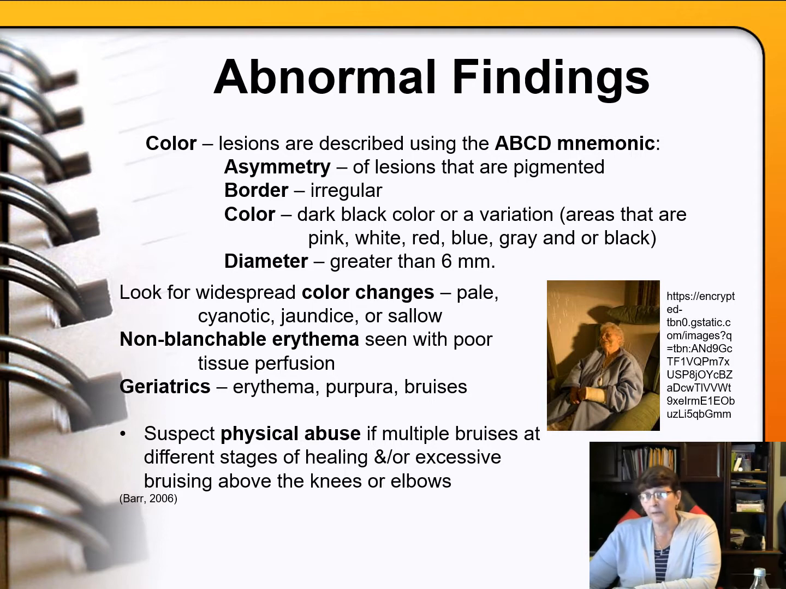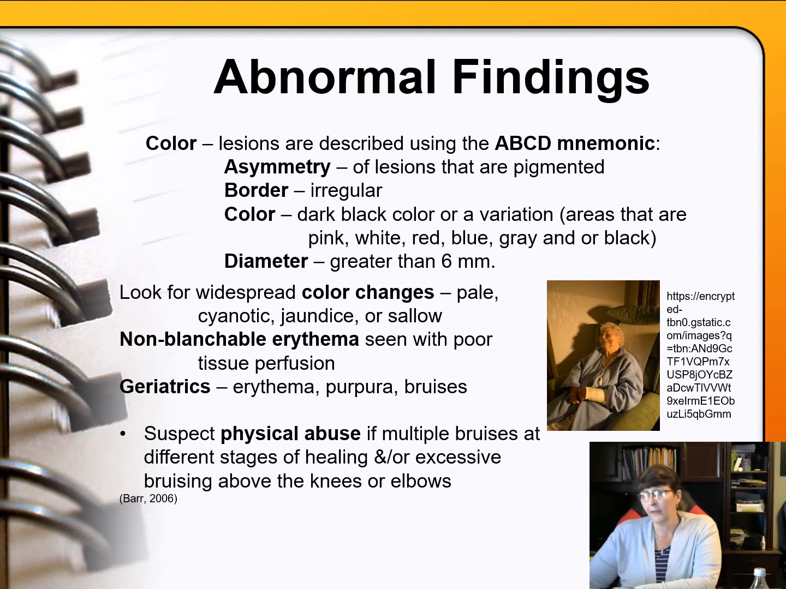The non-blanchable erythema is seen with poor tissue perfusion, more usually within the elderly. And then in geriatrics, watch for that erythema, purpura, and bruises. Anytime you see bruises on, especially an older adult, suspect physical abuse if there's multiple bruises at different stages of healing, and or there's excessive bruising above the knees or elbows.